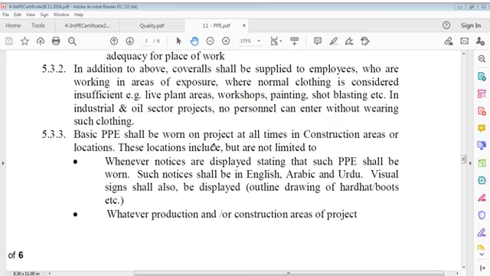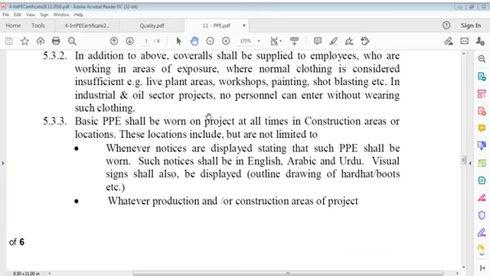Basic PPE shall be worn on project at all times in construction areas or locations. These locations include but are not limited to whenever notices are displayed stating that such PPE shall be worn. Such notices shall be in English, Arabic and Urdu, or whatever the language of the area and nation of work. Visual signs shall also be displayed, outline drawings of hard hat, boots, etc., in whatever production and or construction areas of project.